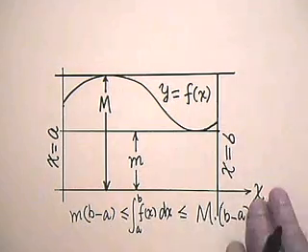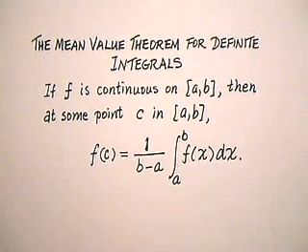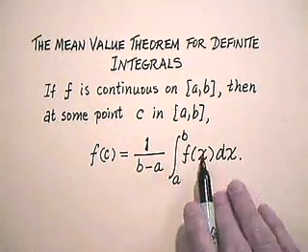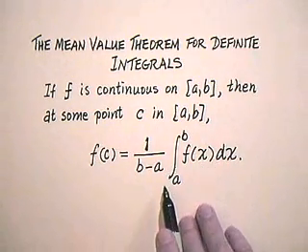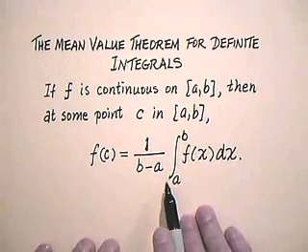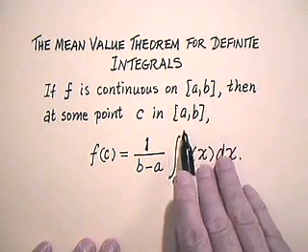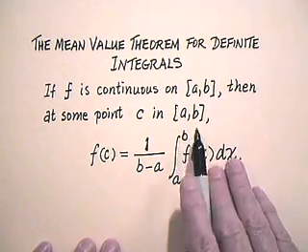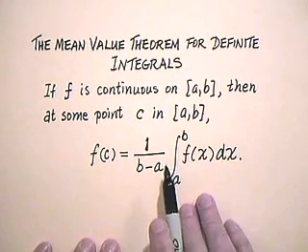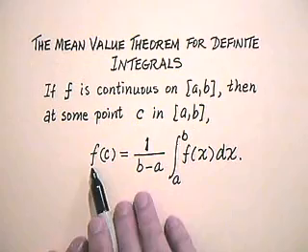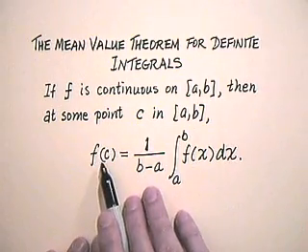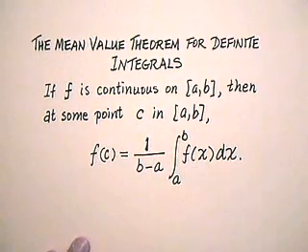In other words, when I look at this average value, what we call the mean value of the function, it is definitely some number between the minimum of f on [a, b] and the maximum of f on [a, b], and therefore by the intermediate value property for continuous functions, it must be a value of the function at some point c in [a, b].